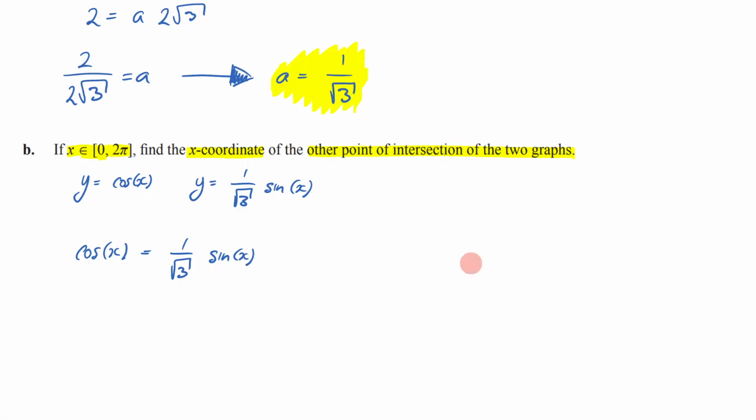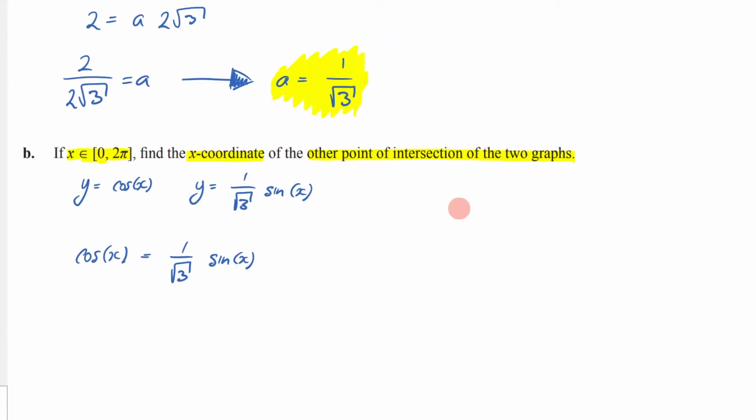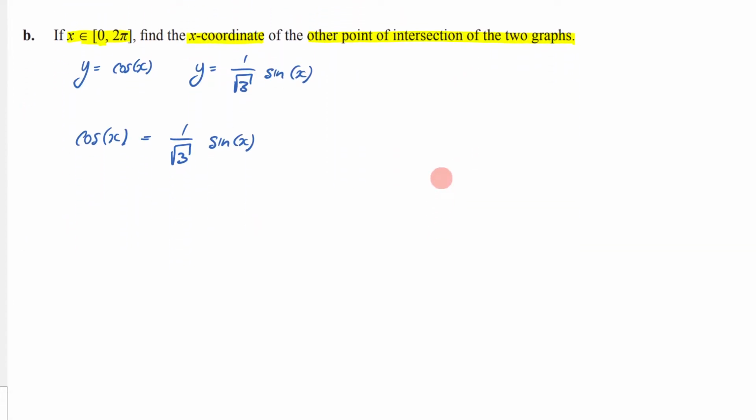Now, we need to find the values of x for which they intersect. We already know one of them is pi on 3. We need to find the other point of intersection. What I would do here is divide both sides.